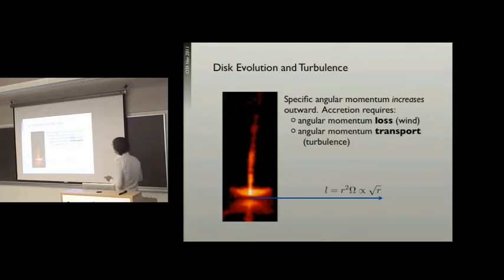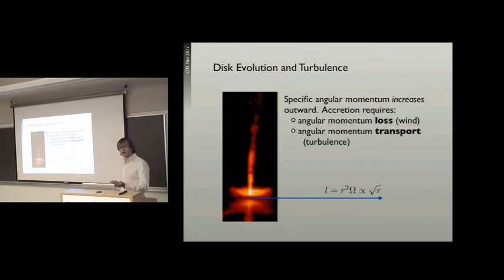So for the rest of the talk I want to discuss this question of turbulence, and of course this is a well-known problem in accretion disks. Generally, the specific angular momentum in the disk increases outwards, and so if we wish to have accretion onto the star, we need one of two things to take place.